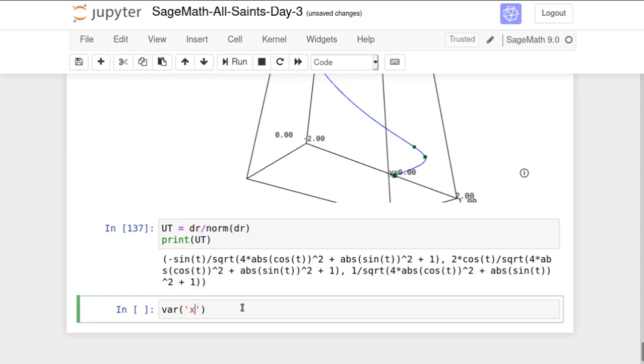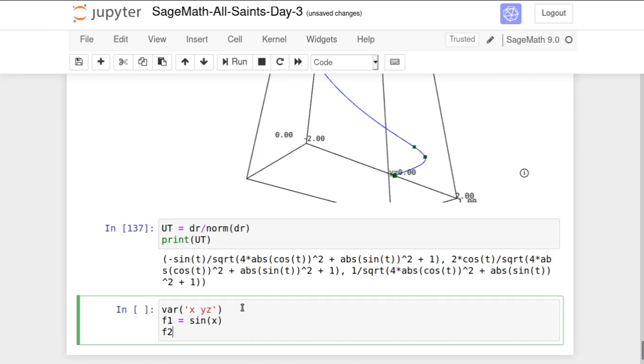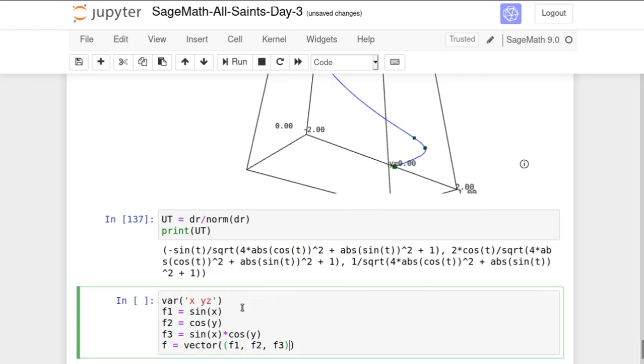Define three variables first: x, y, z. Now the components f1, f2, f3. Say f1 is equal to sine of x, f2 equal to cos y, and say f3 equal to sine x star cos y, something like this. And now we define f as a vector with these component functions f1, f2, and f3. Let us see what the function is in print f.